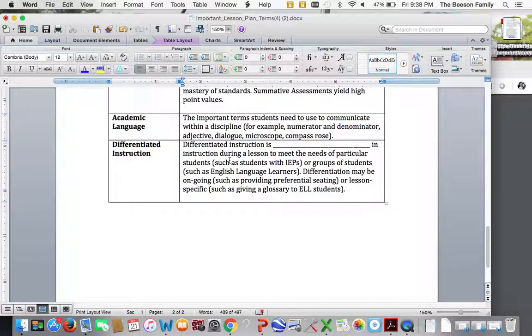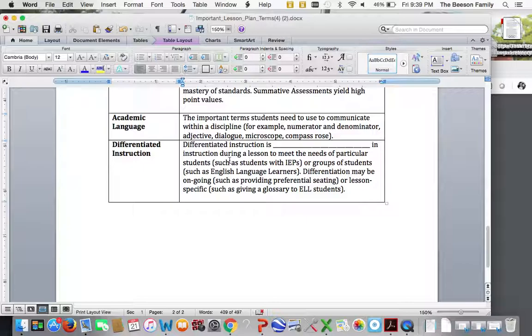Academic language, those are important terms the students need to use to communicate within a discipline. So it gives you some math examples, some English language arts examples, some science and social studies examples. Those are those vocabulary words that are content specific.